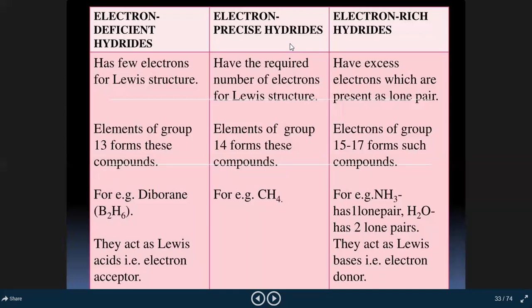For example, NH3 has one lone pair of electrons. H2O has two lone pairs of electrons because oxygen has two lone pairs. In NH3, this nitrogen has one lone pair of electrons. In H2O, two lone pairs of electrons are there with oxygen. So they act as Lewis bases, means electron donors. So all those hydrides which are Lewis acids have the tendency to accept electrons, and all those hydrides which act as Lewis bases have the tendency to donate their electrons because they have extra lone pair electrons which surround the central atom.